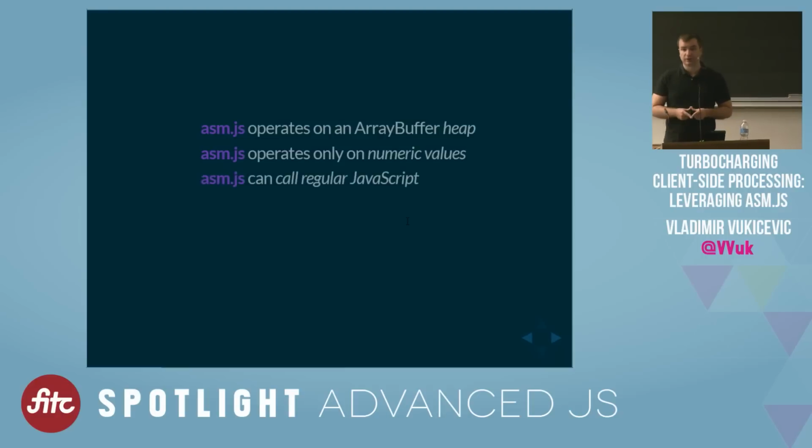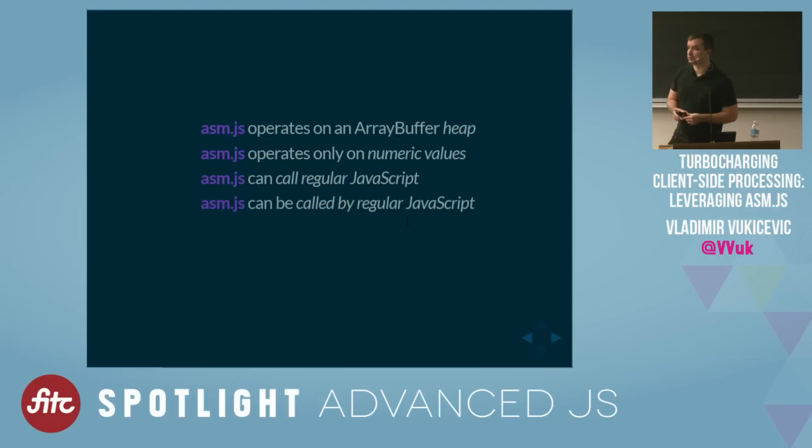asm.js can call regular JavaScript. This is how asm.js code can interact with the capabilities that the browser provides. So for example, if asm.js wants to interact with web audio or with WebGL, or if asm.js wants to perform an XML HTTP request, it can do so by just calling out to regular JavaScript. You can provide any number of functions for it to call. You give the asm module all those things up front, and then it has access to everything that the browser would normally provide it. Likewise, asm.js code can, of course, be called by regular JavaScript.